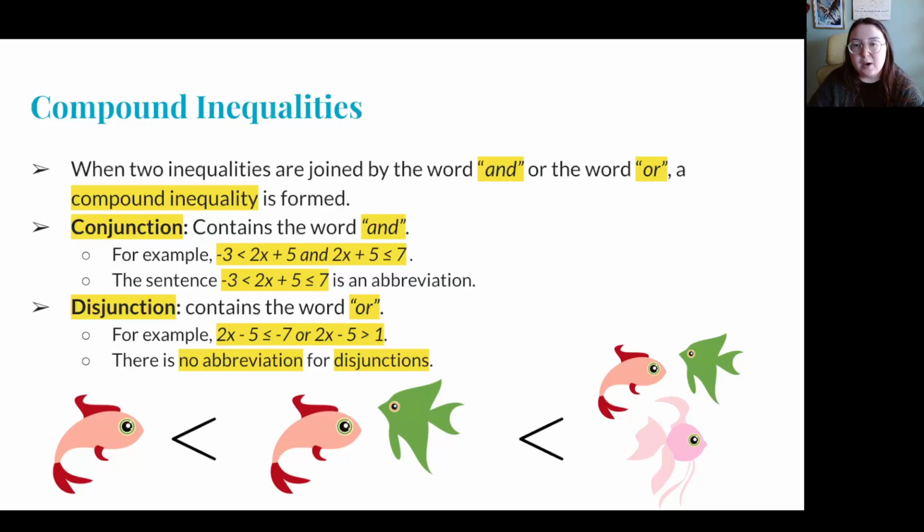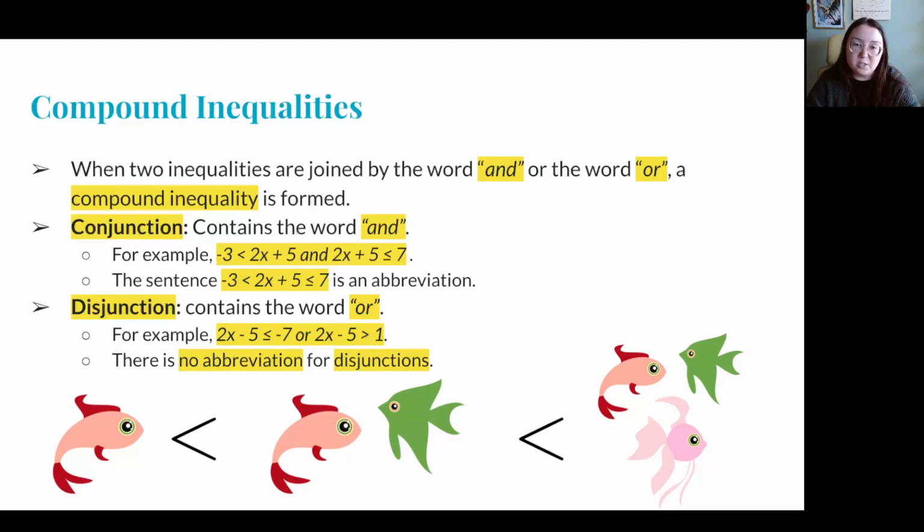All right, so now we have compound inequalities. When two inequalities are joined by the word and or the word or, a compound inequality is formed. So starting off with the first, a conjunction. This should actually sound a little bit familiar to you. We did this back in Unit 1. Conjunction, that contains the word and. So for example, something like -3 is less than 2x plus 5 and 2x plus 5 is less than or equal to 7. We can actually abbreviate this by just combining those two inequalities. Since they both share 2x plus 5, we'll just put 2x plus 5 in the middle and make our inequalities on each end. So the sentence -3 less than 2x plus 5 less than or equal to 7 is the abbreviation. So whenever you see it written like that, it means the word and.